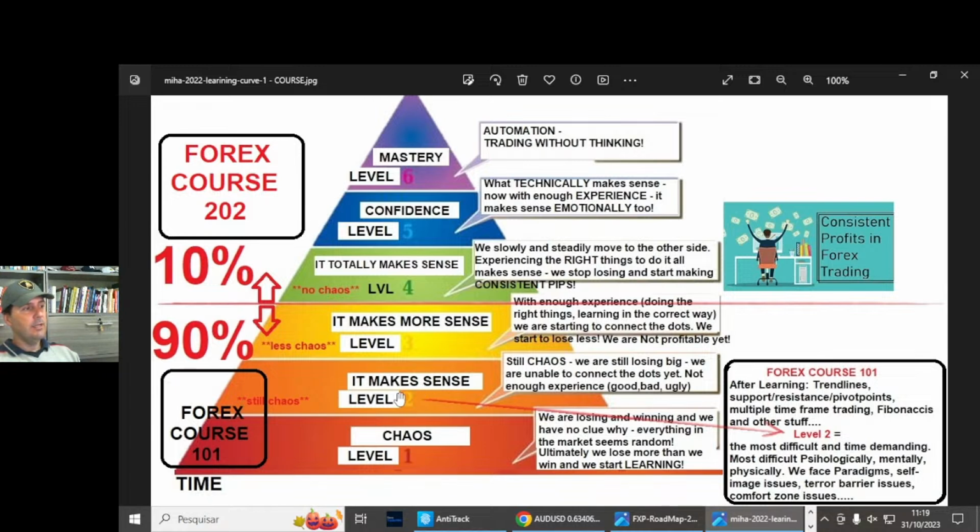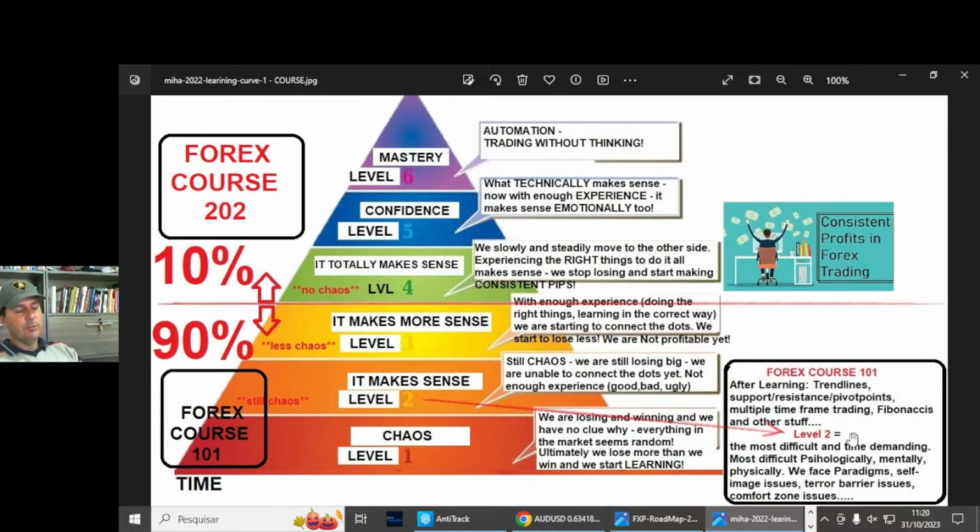So, level number 2, it's still chaos, but it makes sense to a point. We are still losing big, we are unable to connect the dots yet, not enough experience. This is where you are learning trend lines and Fibonacci and multiple time frames and candlestick formations, and you're trying to put them on the chart and build a strategy and trade. You're still losing big, but you're trying to make sense of the why. Oh, why this was a winner, why this was a loser, the why.